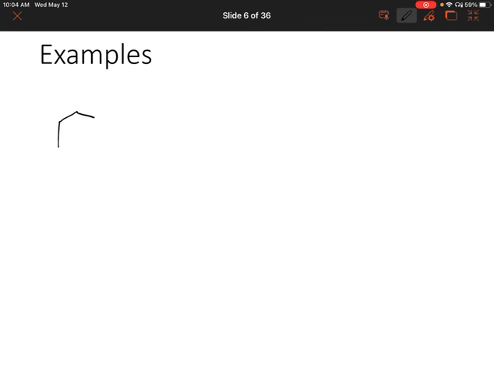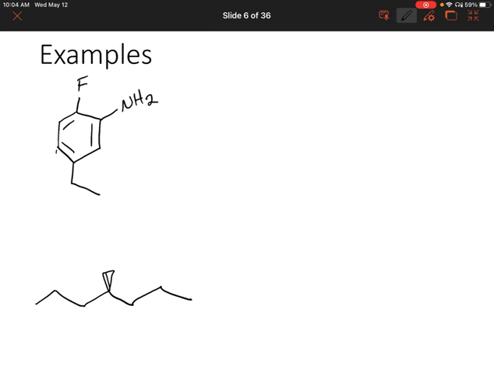So let's say that we have a benzene ring, and we've got a fluorine, an amino group, and an ethyl group. And then let's do another one on the bottom here. Do a long carbon chain again with a nitrogen, and we'll leave it at that. So pause the video, see if you can figure out the names for these molecules on your own first, and then we'll go over them together.